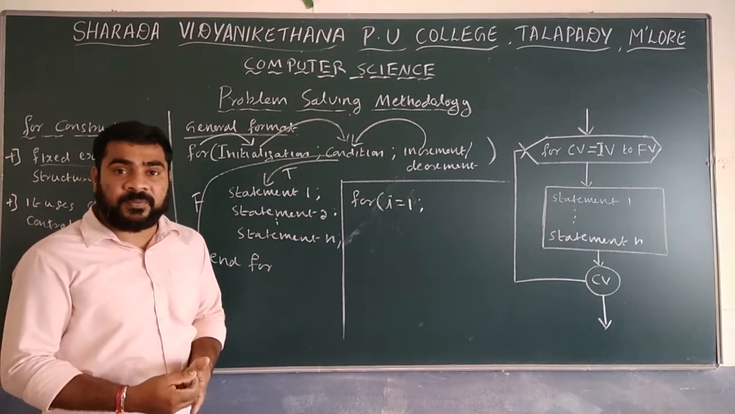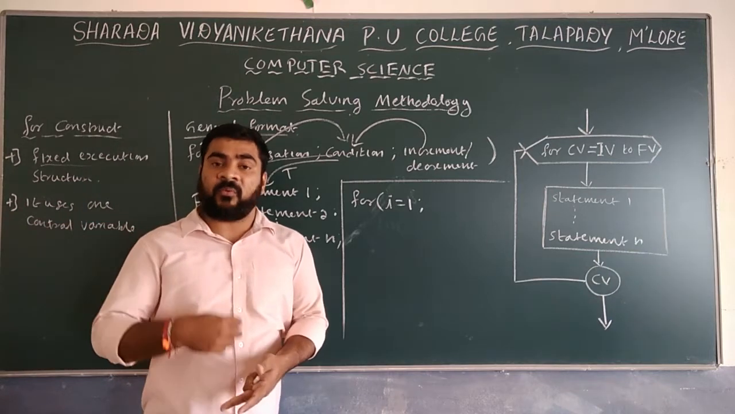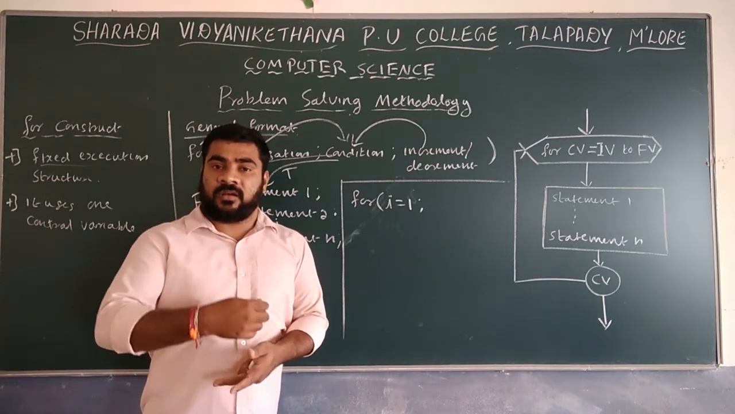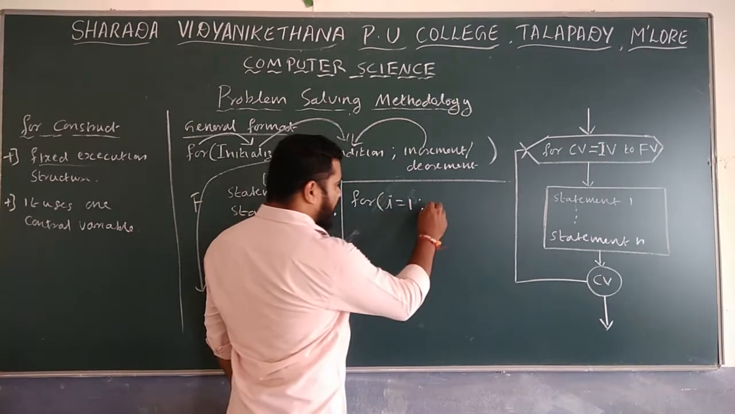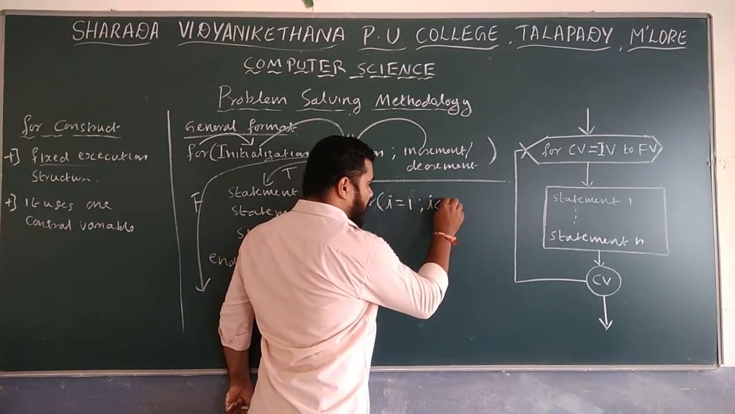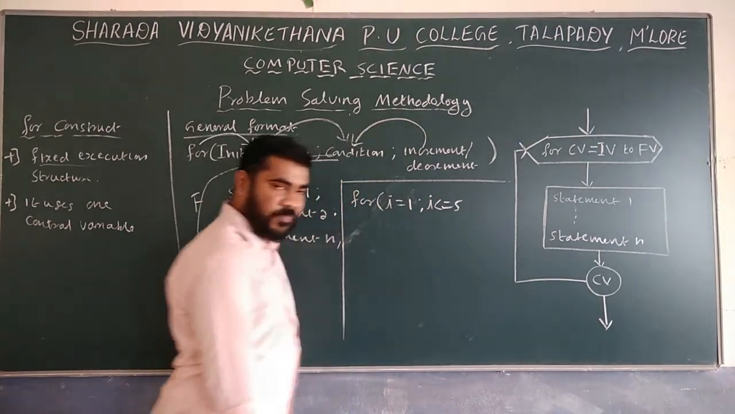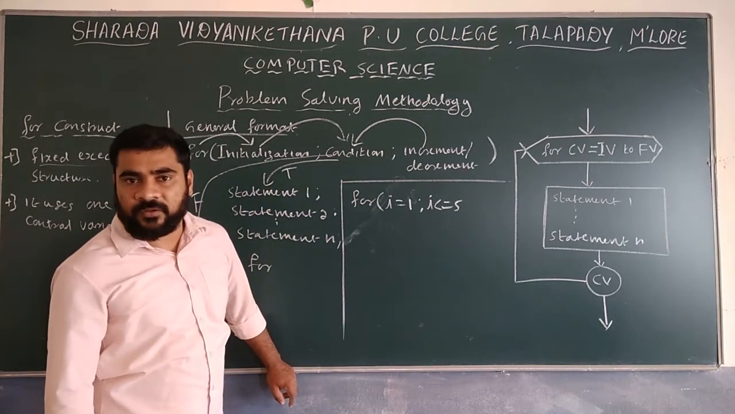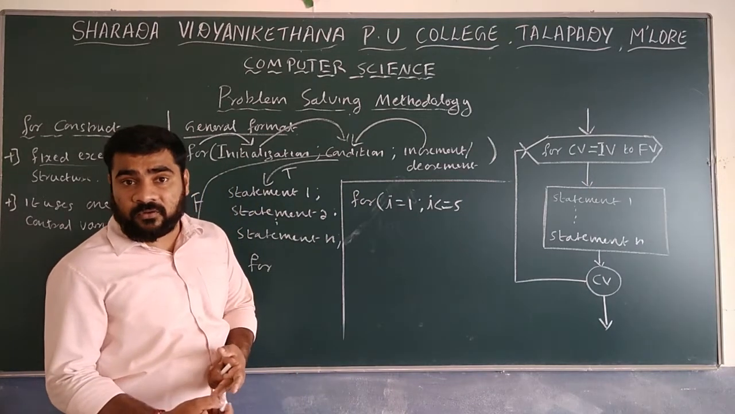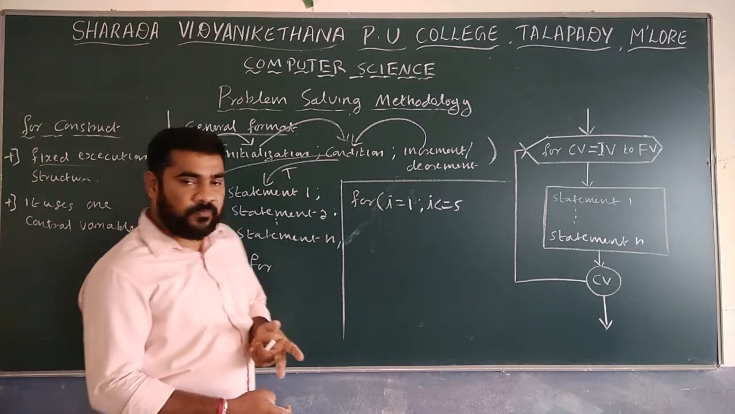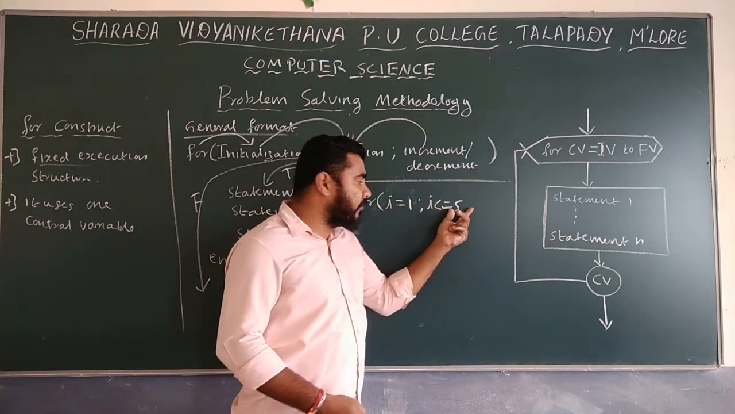So how many times should it repeat? 5 times. How many times should the particular loop run? To repeat 5 times, I less than or equal to 5. I less than or equal to 5 means it will repeat 5 times, 1 to 5. Initial value is 1, final value is 5.